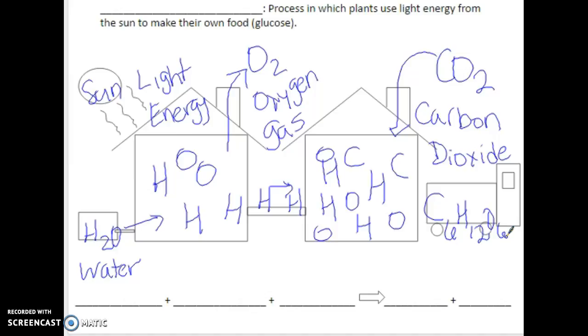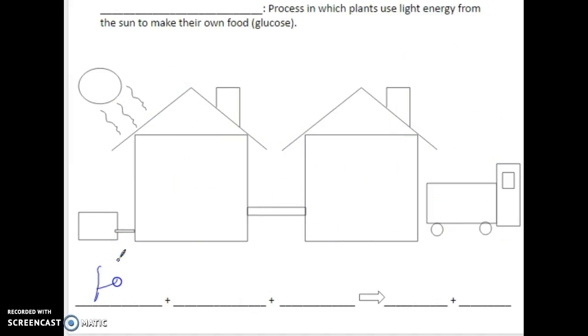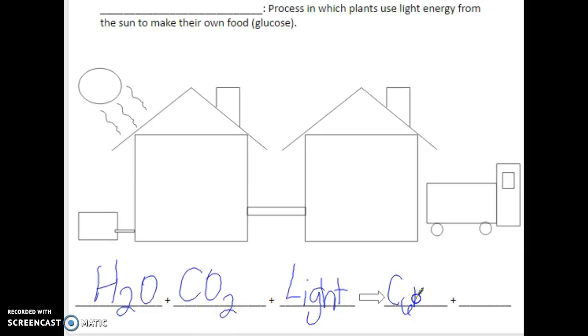Can put it on the little truck, and we can ship it out for the rest of the cell to use. So if we were to write this as a chemical formula or chemical equation, we would have H2O plus carbon dioxide, CO2, plus light energy yields or makes glucose, C6H12O6, and oxygen gas, O2.